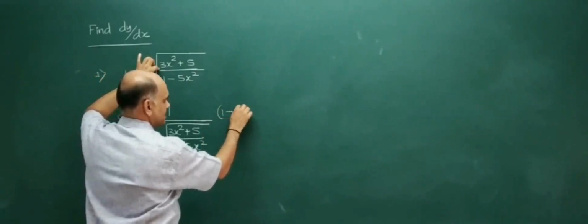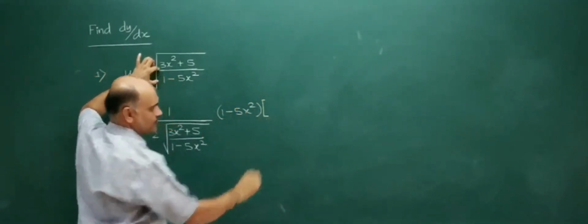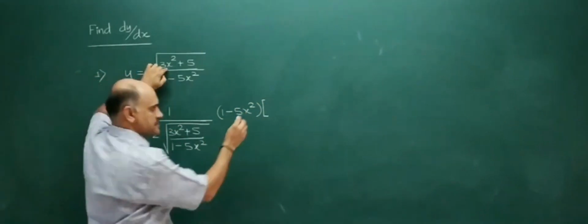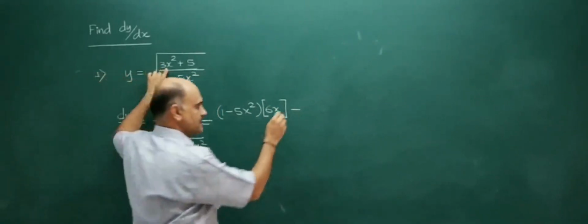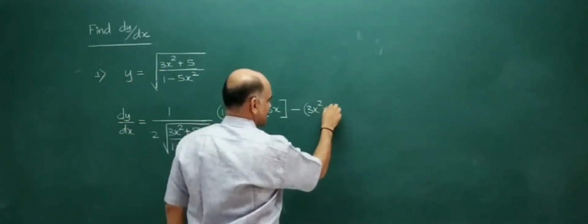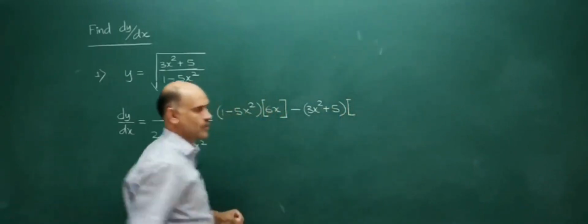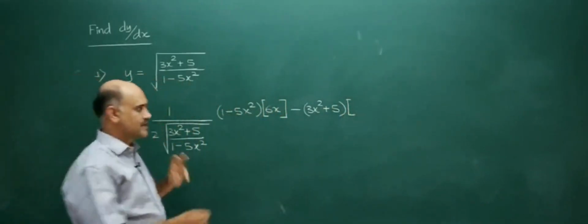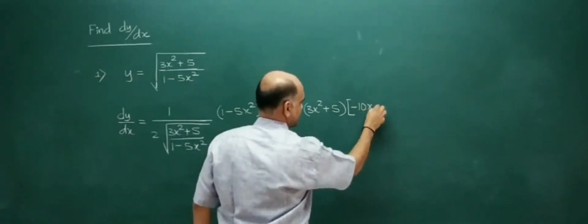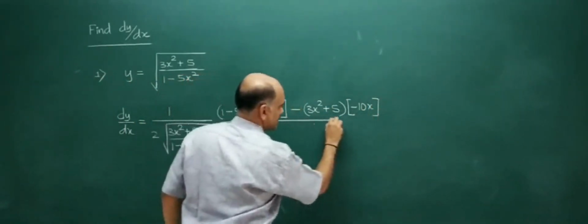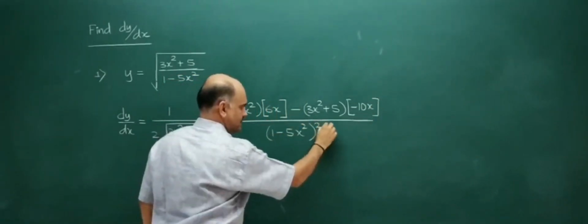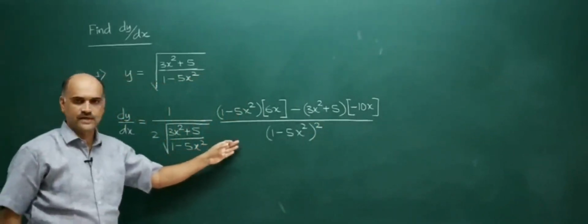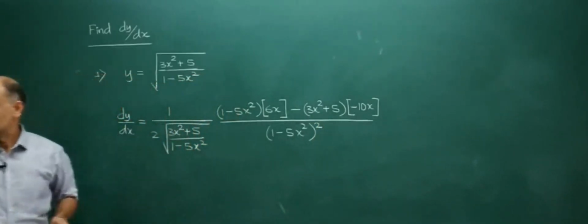So denominator, differentiation of numerator, 3x square differentiation is 6x, that of 5 is 0, minus numerator 3x square plus 5, differentiation of denominator is minus 10x, whole divided by denominator square, 1 minus 5x square bracket square. Clear, students? You can try the second one.